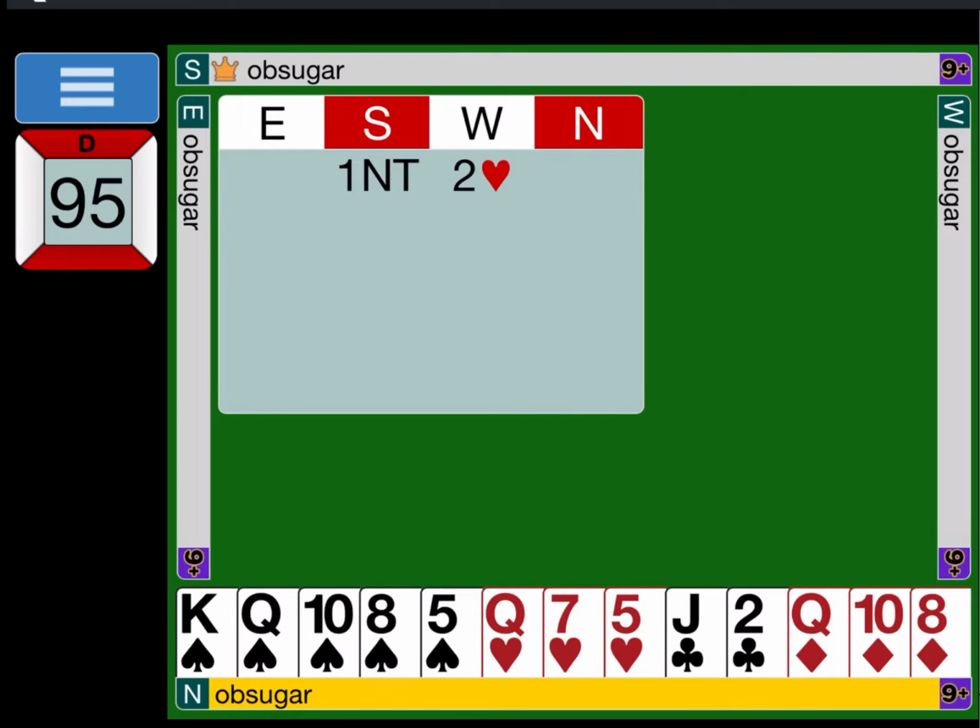Hearing a lot of votes for a game force. Let's go for it. Right, so game forcing 3 no trump.